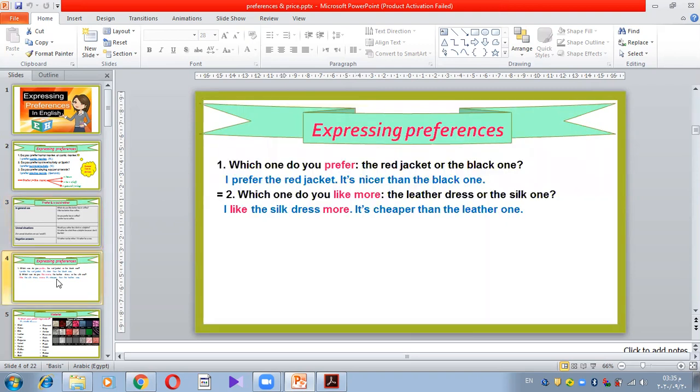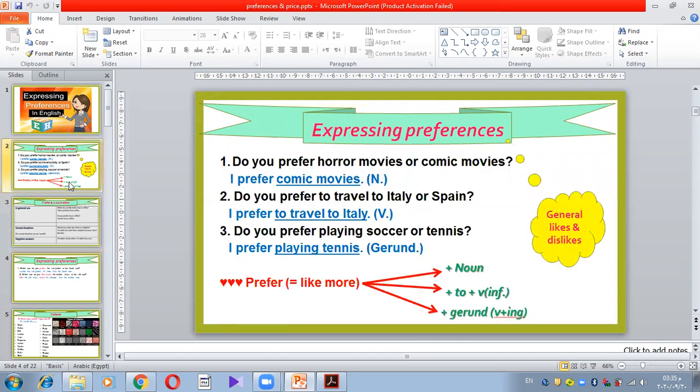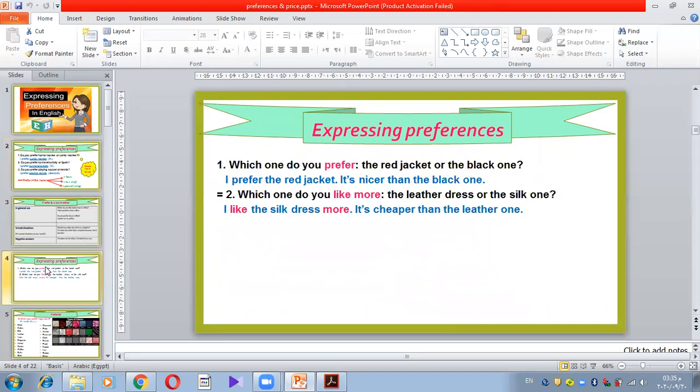Now, let's go back to the same idea. Preferences. We said prefer means what? Like more. So now, let's have a look at another example. Which one do you prefer? The red jacket or the black one? So here I give you two choices, red jacket or the black one. I prefer the red jacket. It's nicer than the black one. And that's the reason.